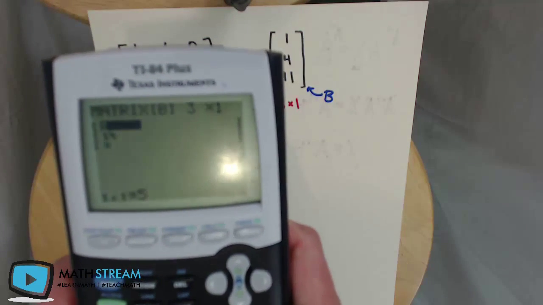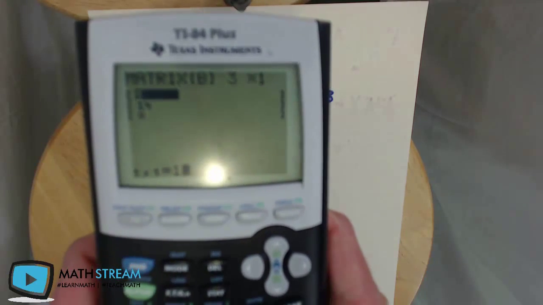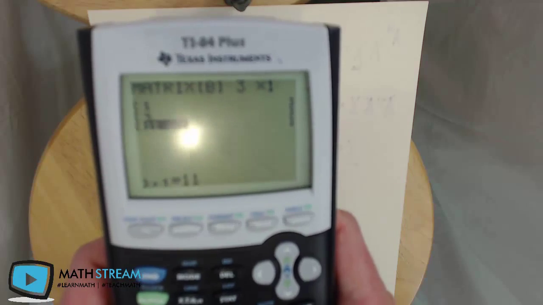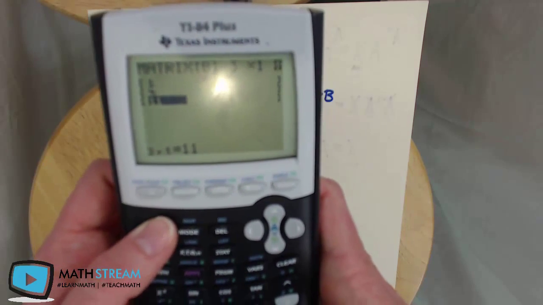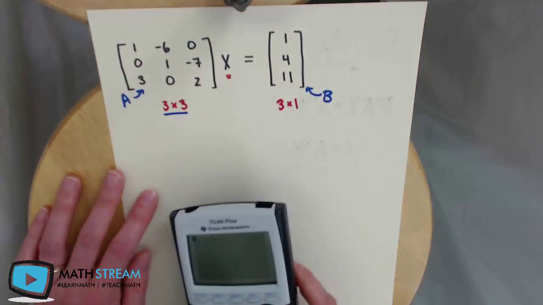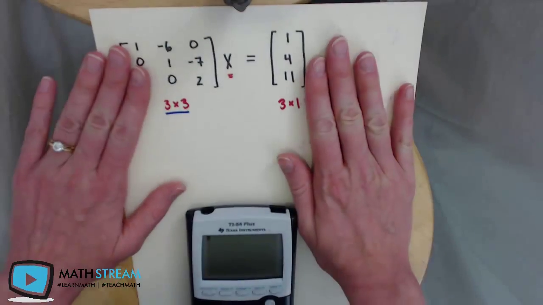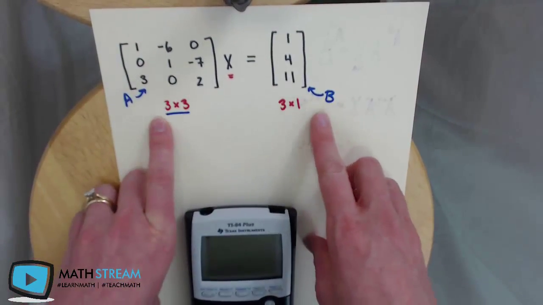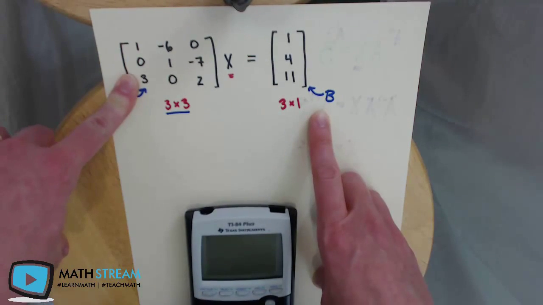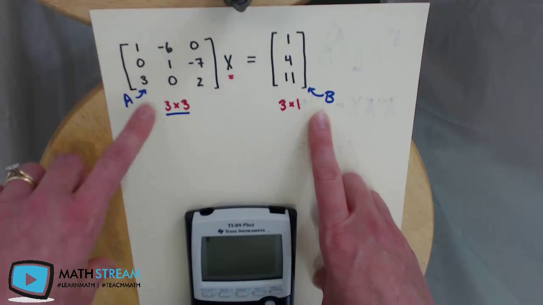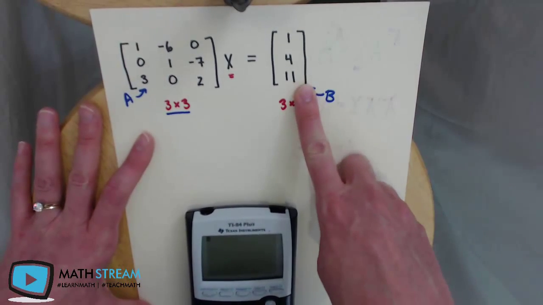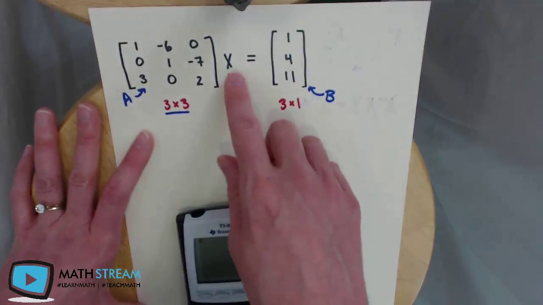I'm going to put my 3 different values in, 1, 4, and 11. When I'm done, we quit. Second, quit. Back to the main screen. Okay, so we have our matrix equation. I input A into the edit section of the matrix portion of your calculator. I input B. Now we want to know how to solve for x.